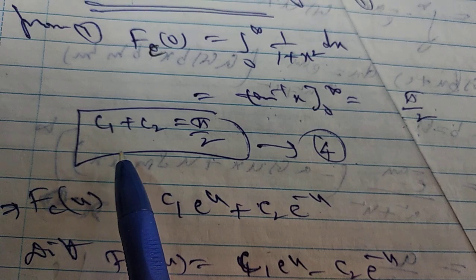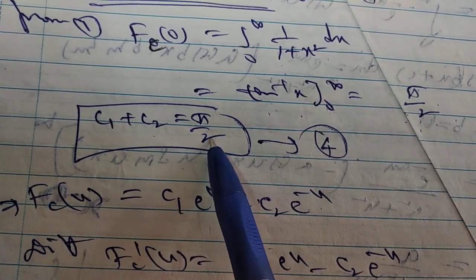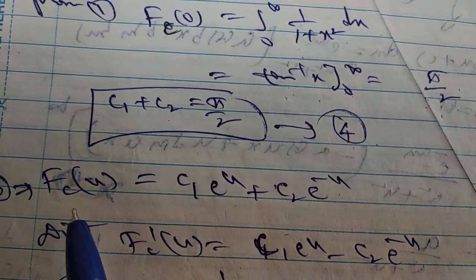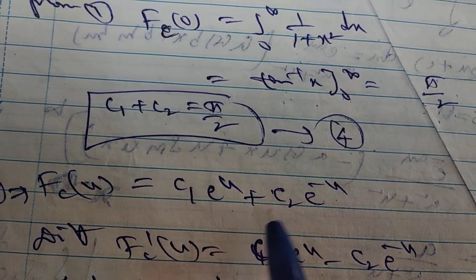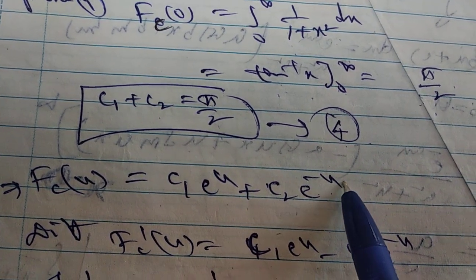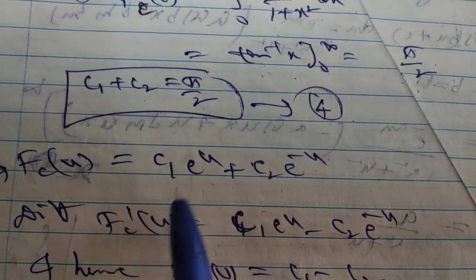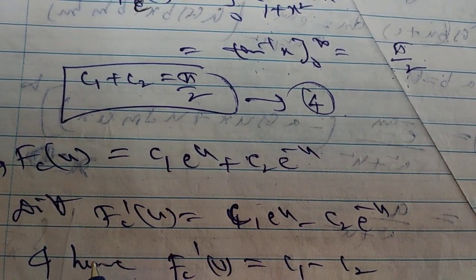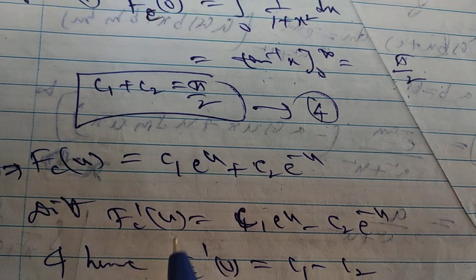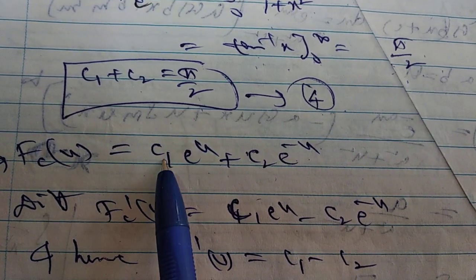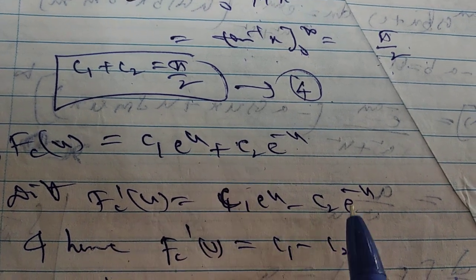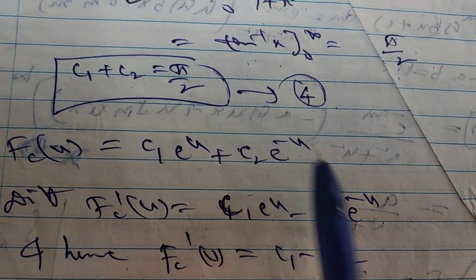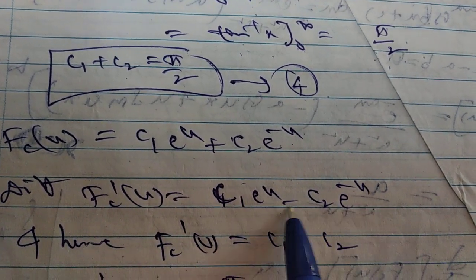So now we have to find out the C1 and C2 values. How to find them? From equation 3, what is equation 3? f of u is equal to C1 e power of u plus C2 e power of minus u. Here you have to differentiate with respect to u. So what do we get for the differentiation of f of u? f dash of u is C1 into e power of u, differentiation of e power of u is e power of u, plus C2 e power of minus u, differentiation is e power of minus u into minus 1.